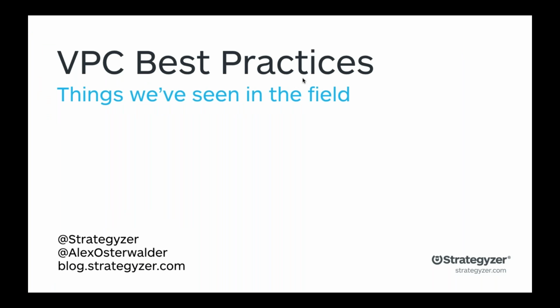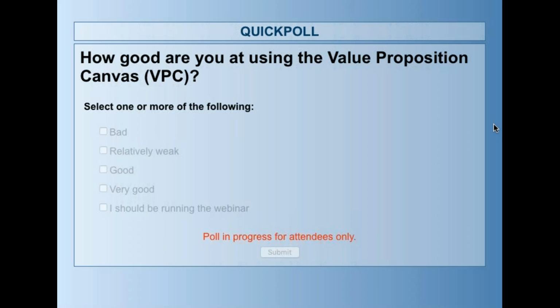Before you go, I do want to launch one poll to the audience just to gauge an understanding of where everybody is with the value proposition canvas. To everybody watching or listening, if you can access the poll, I'm going to launch it now. The question is simple: how good are you at using the value proposition canvas? You can select one of the following. Are you bad, relatively weak, good, very good, or do you think you should be running the webinar? Give you about 50 seconds. We could have also said inexperienced, right? But judge yourself. We'll do the same thing at the end of the webinar after we go through best practices, to see if your statement was accurate. We'll do 5 more seconds for the poll.